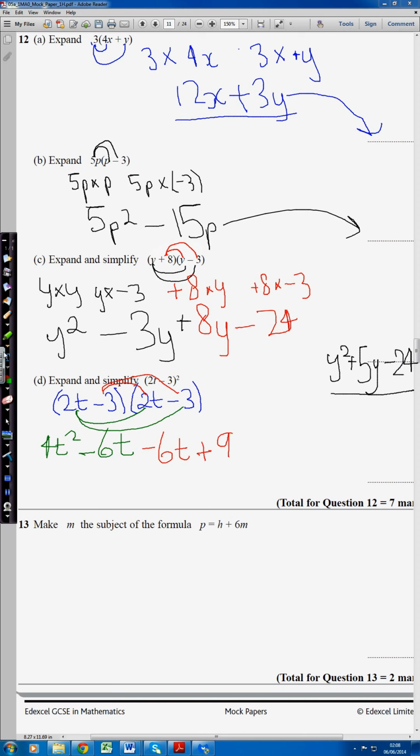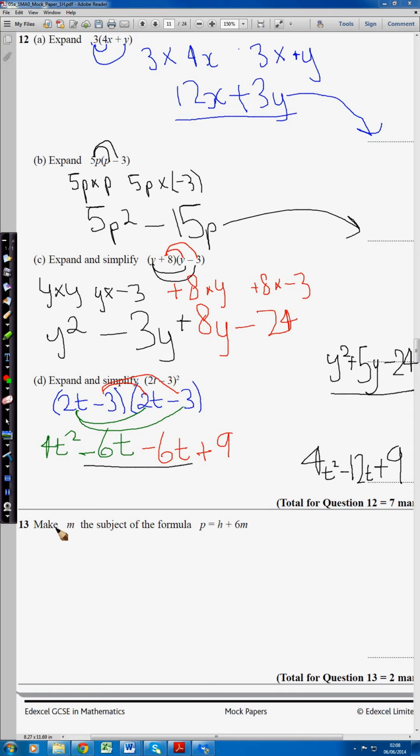Quick change of color. So now you have simplified this part here, it will simplify because they're both t terms. 4t squared won't simplify because that's the answer. You have 4t squared. That part, and the plus 9 doesn't simplify either. And minus 6t here, and the other minus 6t here will give you a total of minus 12t. And that's the answer there.